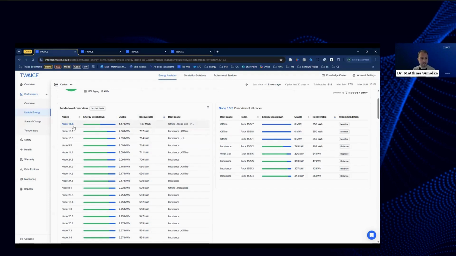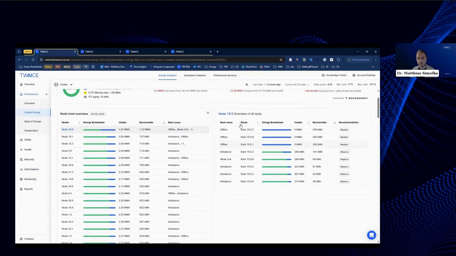And so let's look at node 15.5. It has a usable energy of 1.4 megawatt hours and a recoverable of 1.3 megawatt hours. And you already see some root causes for that recoverable energy. That's where we want to dive further in on the right-hand side here. Those are the racks or the strings, depending on, again, how you call that, within that node 15.5. And you see how they are contributing to the recoverable part.